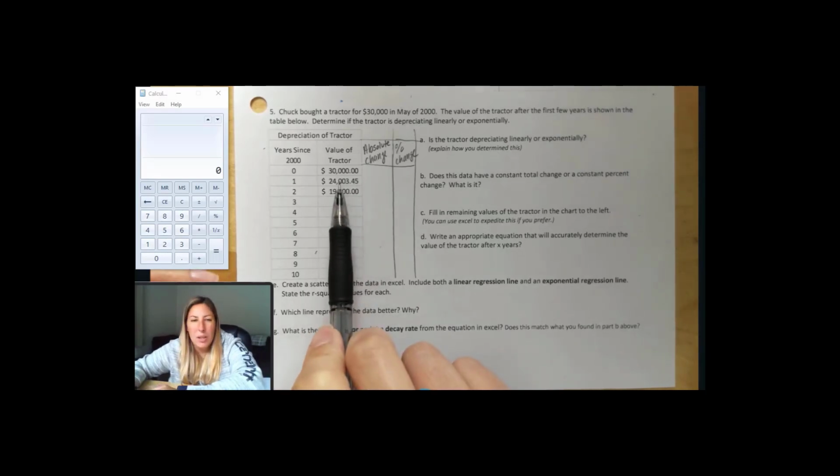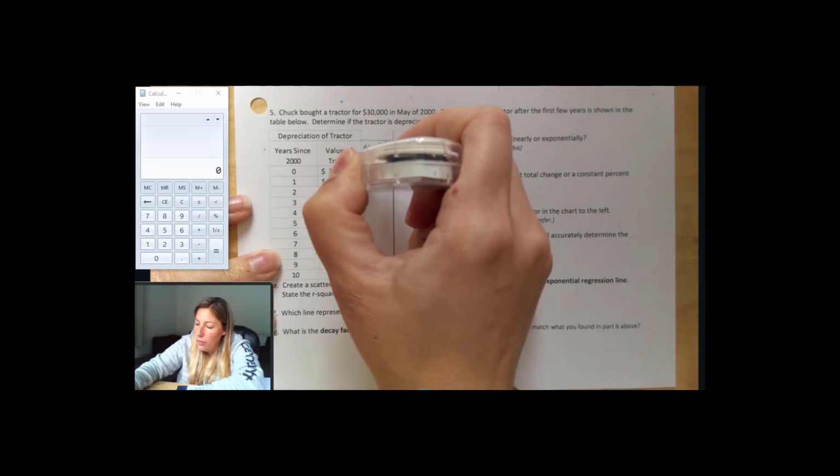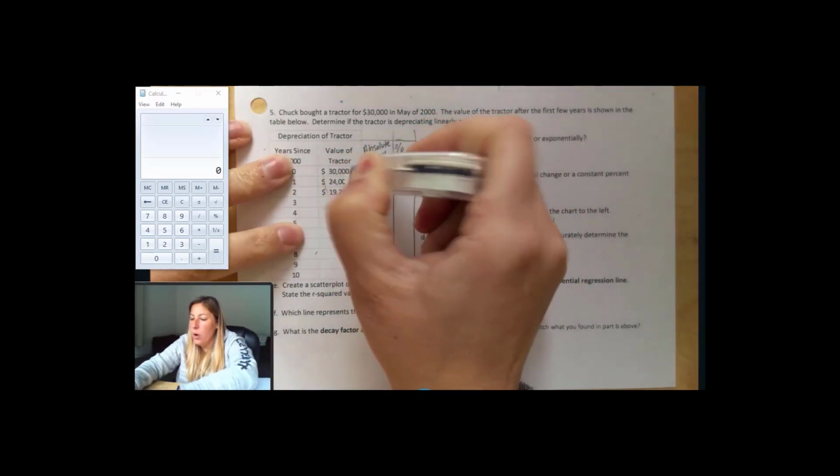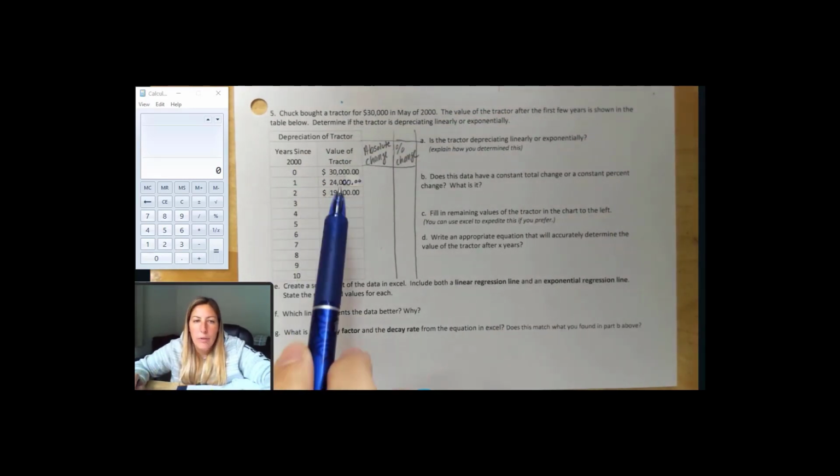Before we do this though, let's go ahead and change our data. Let's change it so it's just a little bit easier. We're going to change this $24,003. We're just going to change that to $24,000. So if your version of the workbook hasn't been updated yet, go ahead and change that to 24,000. It may already be updated.